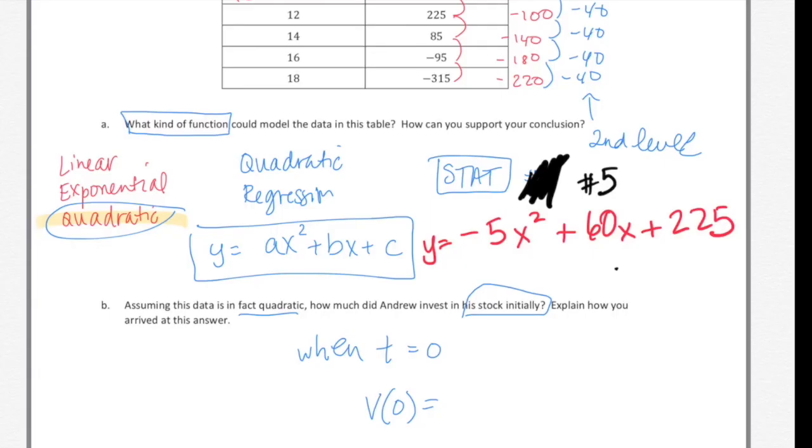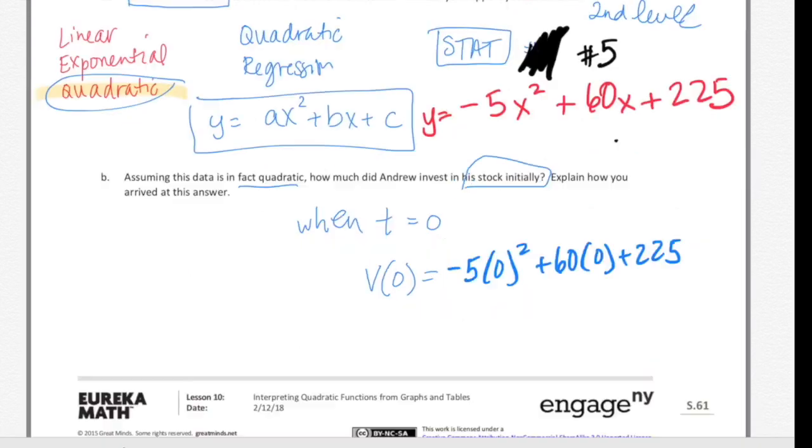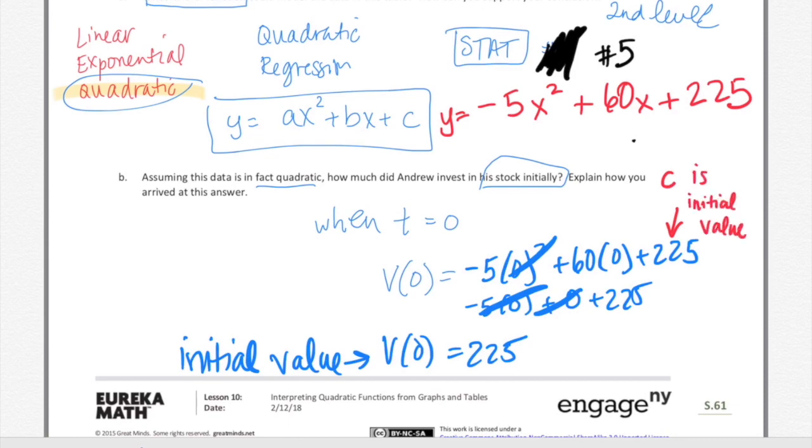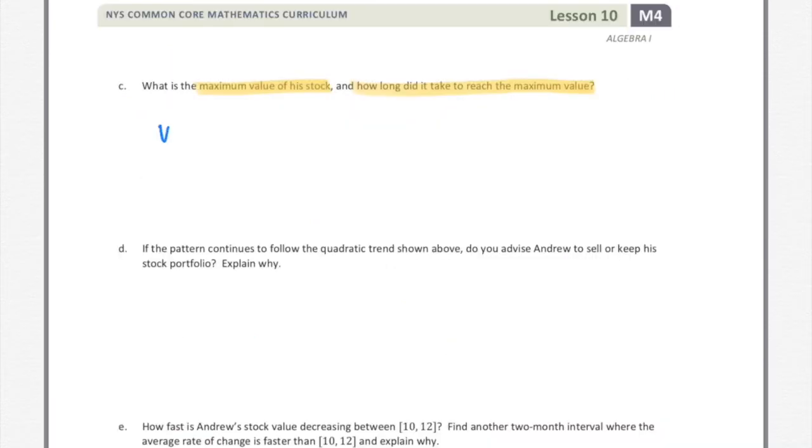And I'm going to look at the next question. It's asking me what was the starting point. So that means when t was 0, what was the value? Well, now that I have an equation, I can substitute the 0 for the x and get that actual starting value. And when I do that, my starting value is 225. Now this is in hundreds of dollars, so that's my initial investment. That's also going to be your y-intercept, so that's a little tidbit of help for you.